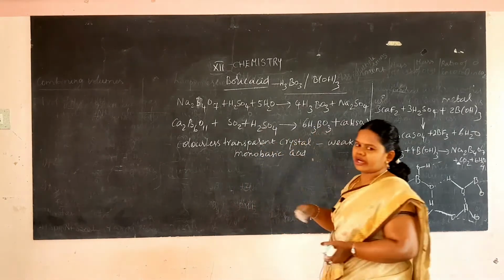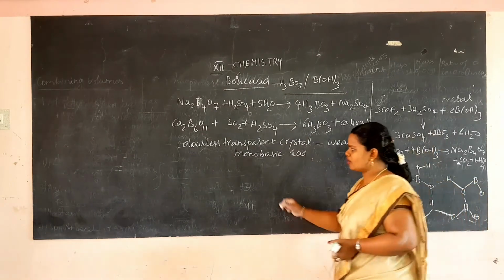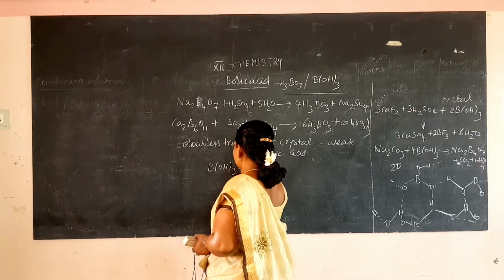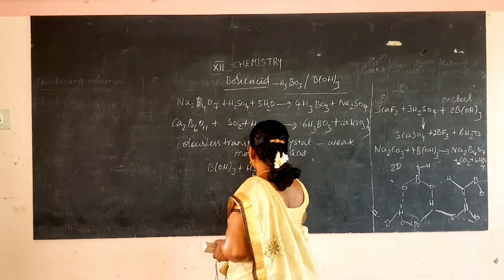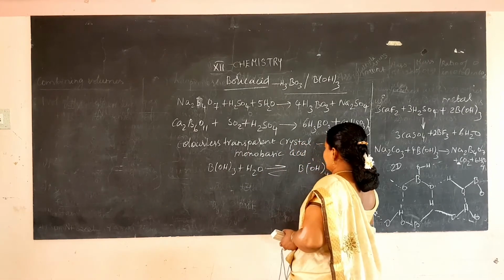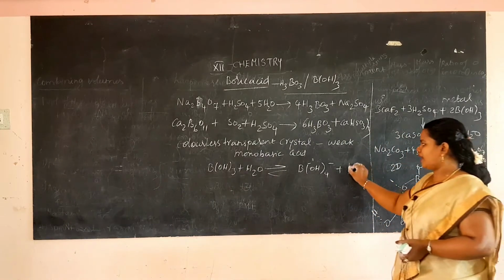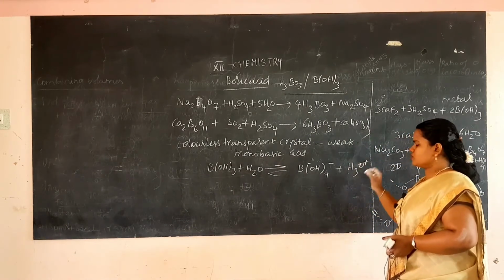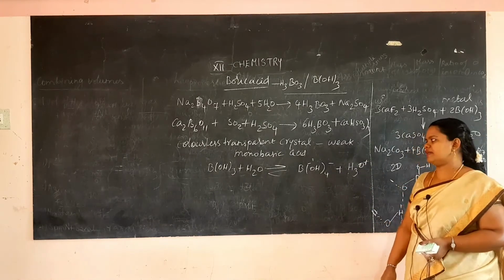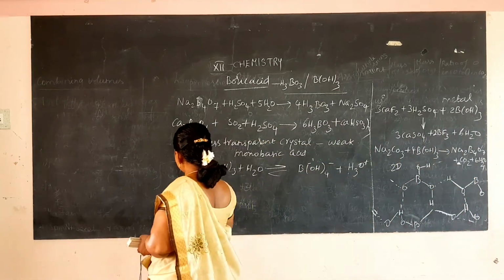So instead of donating a proton, what happens? It accepts a hydroxyl ion. So B(OH)3, instead of donating a proton, accepts a hydroxyl ion, that is [B(OH)4]-. So these are its properties: it is a very weak monobasic acid, it is a colorless transparent crystal, and instead of donating a proton, it accepts a hydroxyl ion.